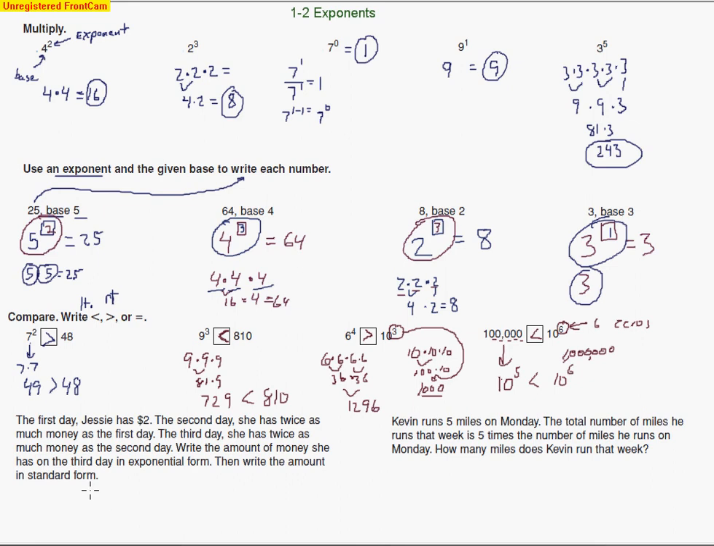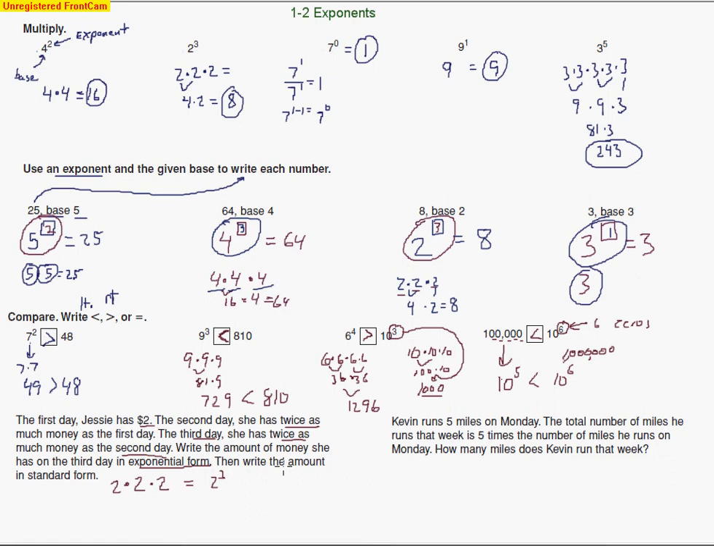Well, we've got a couple word problems. So just look at what they're saying here about Jesse. On the first day, Jesse has $2. Second day, he has twice as much money as the first day. And the third day, he has twice as much money as the second day. So all we're going to do is do 2 times 2 times 2. And they want us to write the amount of money on the third day in exponential form. So that would be 2 to the third power.